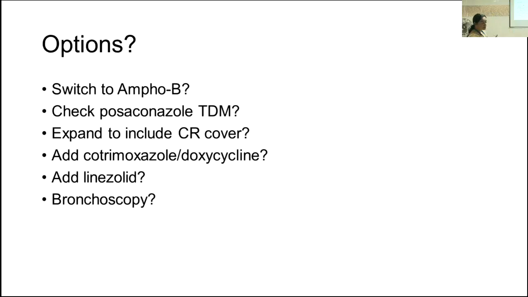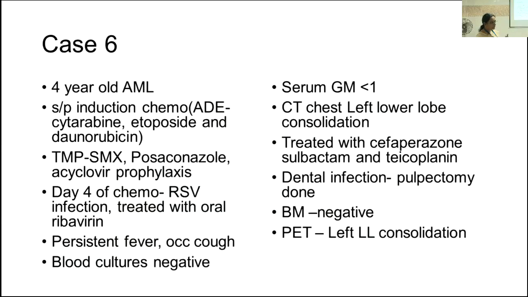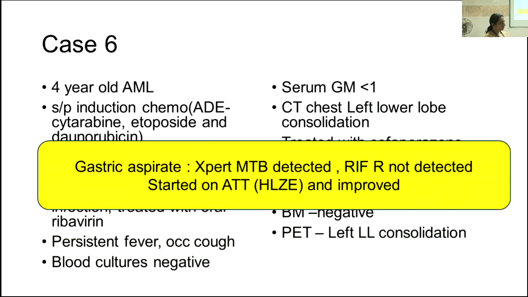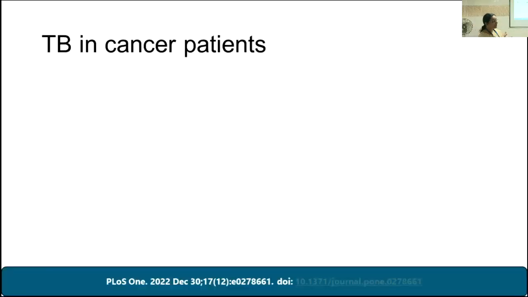So luckily, because it was a child, we did a simple test. We just did a gastric aspirate for Xpert MTB and that came back positive. Because the child could not be on rifampicin, we gave a levofloxacin-based regimen and the child improved. So remember that TB is not uncommon in cancer patients in India.